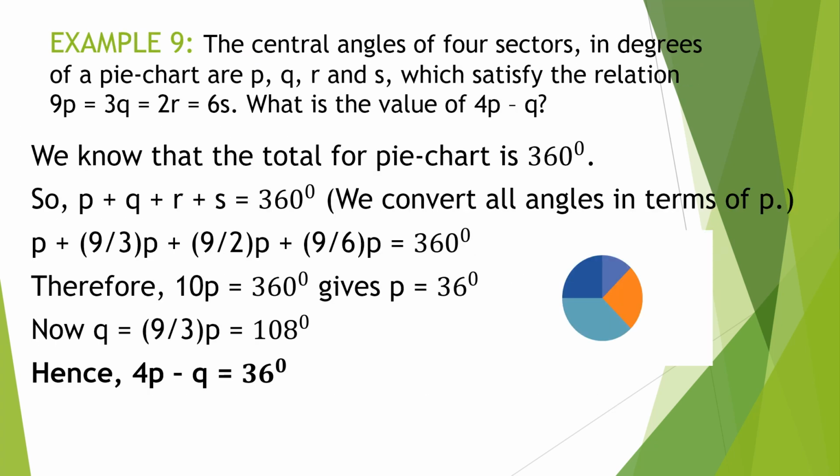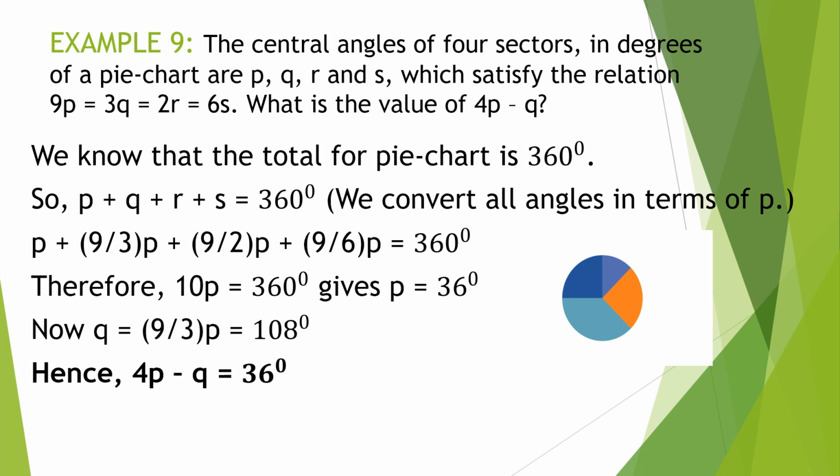Next example. Again, this is a different type of example. It was asked in JEE. The central angles of 4 sectors in degrees of a pie chart are P, Q, R and S. They satisfy the relation 9P is equal to 3Q is equal to 2R is equal to 6S. What is the value of 4P minus Q?